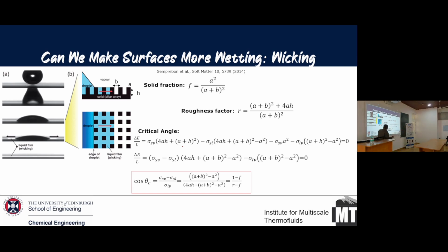But very quickly, if you have a patterned substrate in this fashion, your contact angle is fundamentally dependent upon the roughness and the solid fraction. That's it. And very simply, we get something like (1 minus f) over (r minus f).